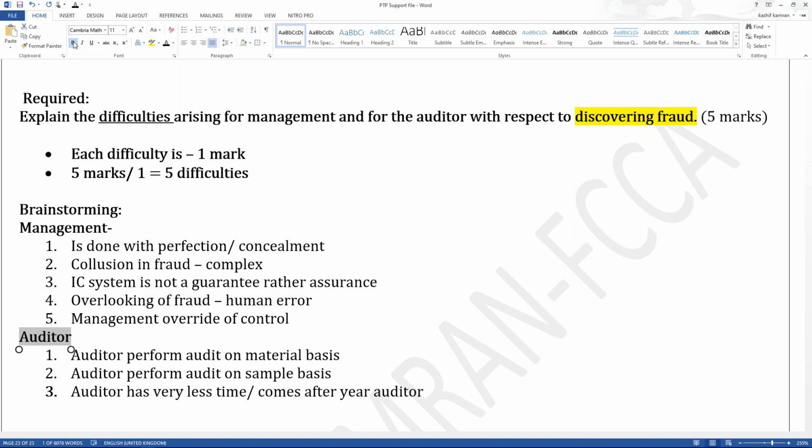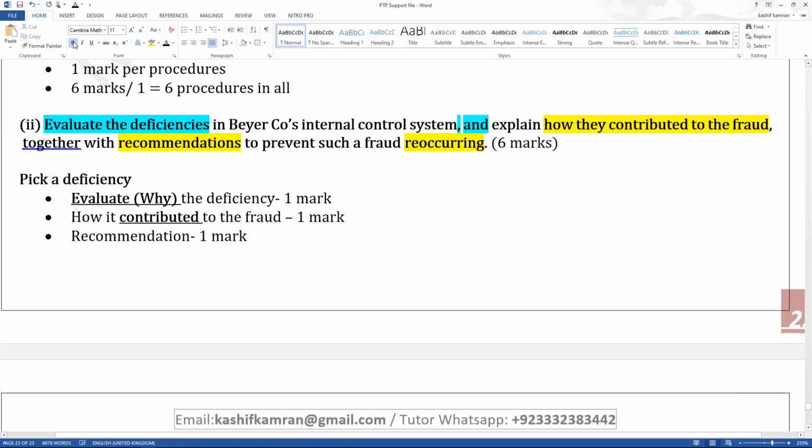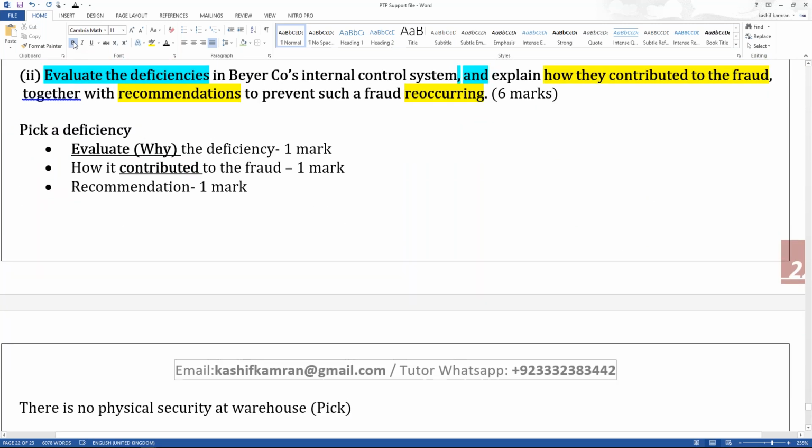Explain the difficulties for management and auditor discovering fraud for 5 marks. This was a sheer knowledge question. I hope you're clear on that, right? Okay. So please ensure you complete the part on deficiencies in the internal control system. I hope you can complete the deficiencies in internal control systems yourself, identifying 2 deficiencies from the case and explaining them.